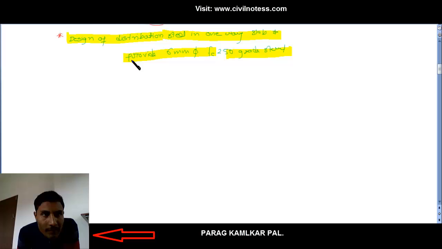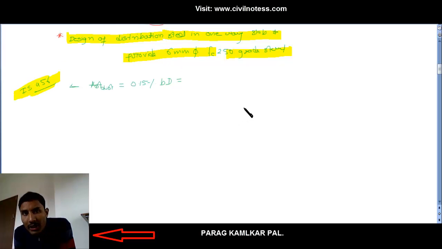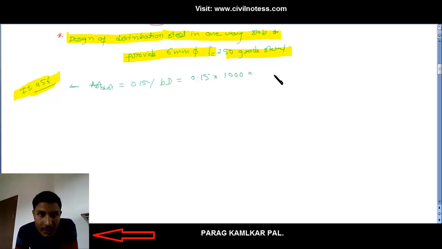So first of all we have to determine the Ast for distribution steel. How can we determine this? It's really very simple. For distribution steel, we have to take 0.15% of B into D. This formula comes from IS 456. This is your Indian IS code, guys. If you are using the ASTM American Society, you can use that code, but the process is the same. So 0.15 multiplied by B, which is 1000, and total depth, which is 130. I get the value for the distribution steel as 195 mm square.